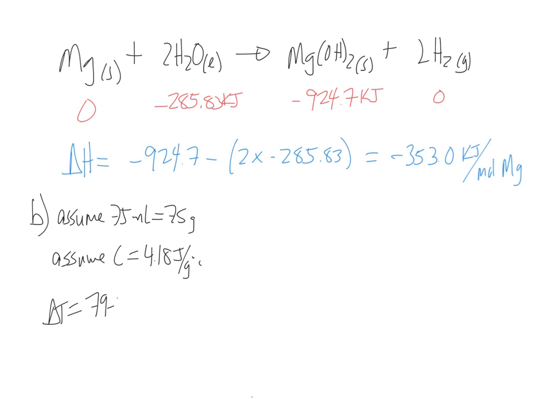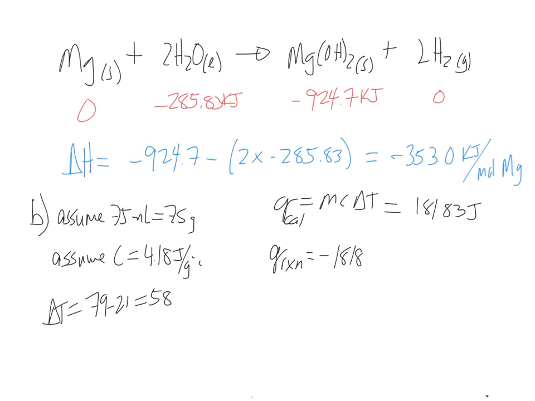I'm going to plug those values into our equation, Q equals mc delta T, and we'll get the enthalpy of reaction when 75 grams of water is heated up by 58 degrees Celsius. And so remember, the Q that you calculate here is the Q for the calorimeter, right? The Q of the solution, which is 18,183 joules. You need to make sure that you flip the sign on that because you're interested in the heat of the reaction, which is negative 18,183 joules, or negative 18.183 kilojoules.